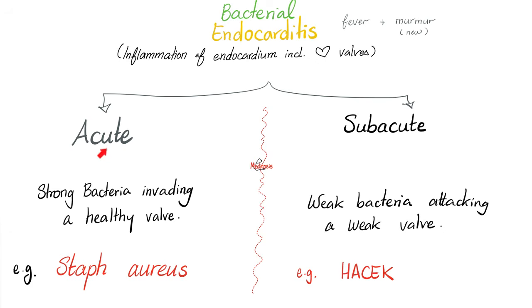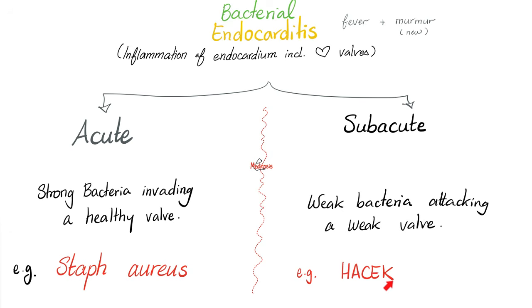Example of organisms causing acute: Staph aureus, of course. Why? It's a very strong bacteria. Can it destroy my strong valve? Yes, it can. How about subacute? The HACEK group of bacteria. You have Haemophilus aggregatibacter, Cardiobacterium, Eikenella, Kingella.